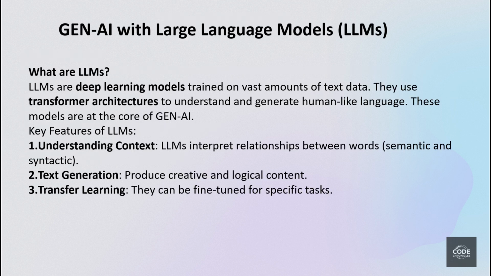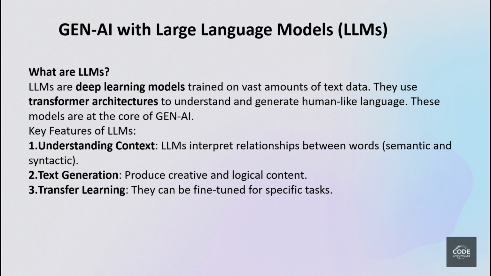Gen AI with LLM. LLMs are deep learning models that are trained on vast amounts of text data. They primarily use transformer architecture, which helps understand and generate human-like language. These models are a crucial part of what we call generative artificial intelligence, or Gen AI.